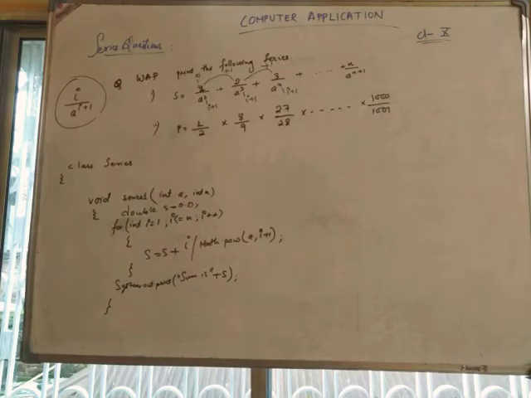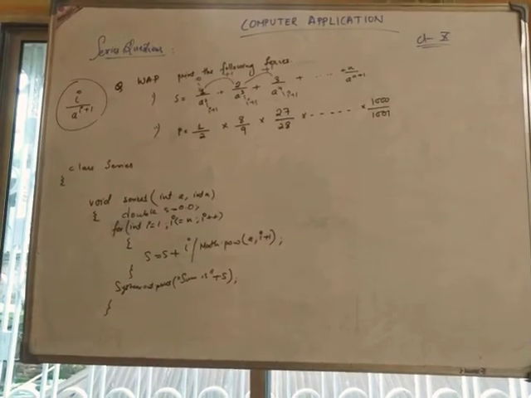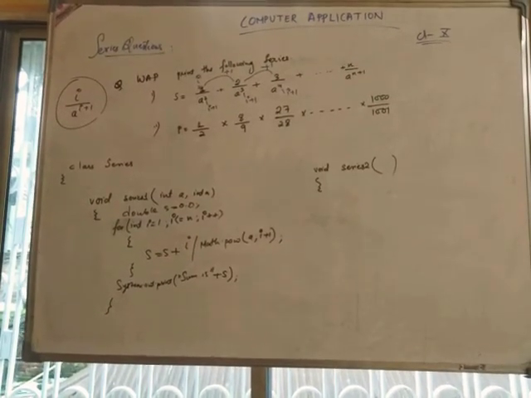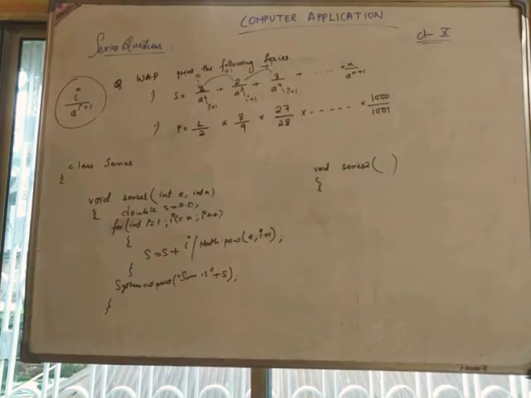Clear? Now the next one, question number 2: 1 by 2 into 8 by 9 into 27 by 28. This is a product you have to calculate, in a second method. We take void series2, but the brackets remain empty, because in the second question we don't have any unknown term. In void series1 we had a and n as variables, but in void series2 there are no variables, so we keep it empty.